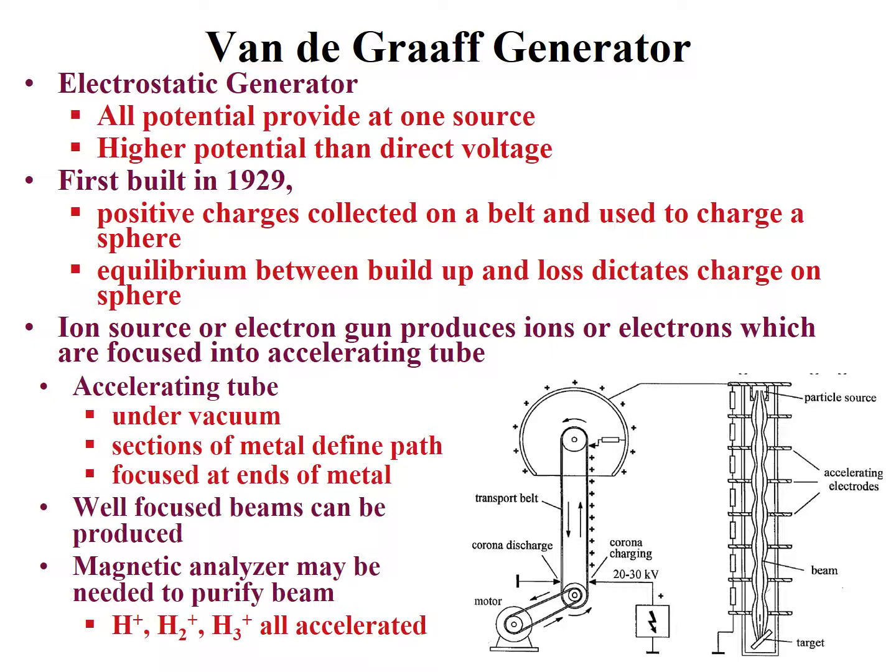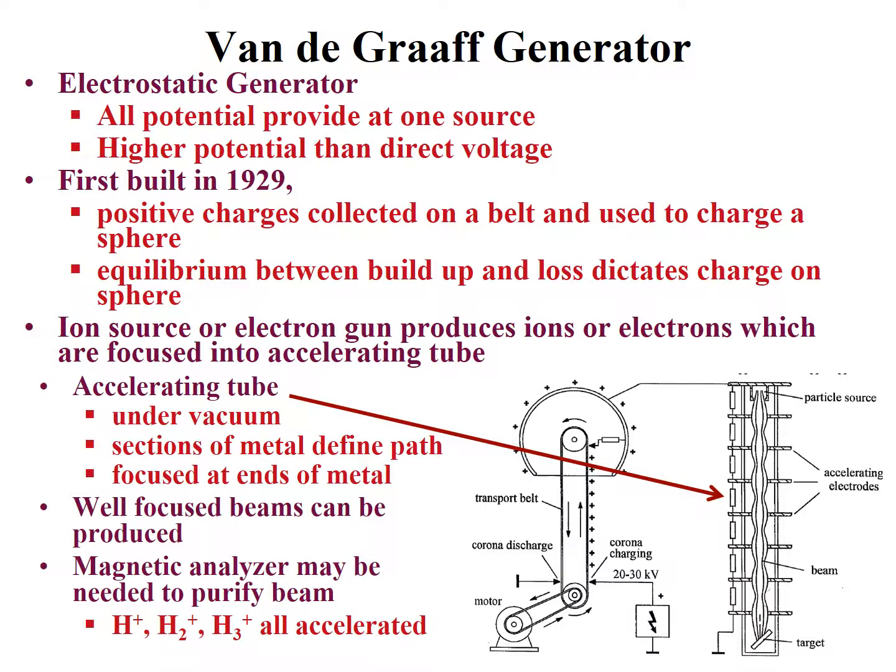The Van de Graaff accelerator builds upon the direct voltage potential accelerator. This generally has higher potentials, therefore you can get higher acceleration, higher energies of particles. These were first built in the late 20s, and a positive sphere, as shown here, collects the charge basically from a static type charge, and the equilibrium between buildup and loss dictates the maximum charge one could have on the sphere. An ion source or an electron gun produces ions or electrons which are focused into an accelerating tube.